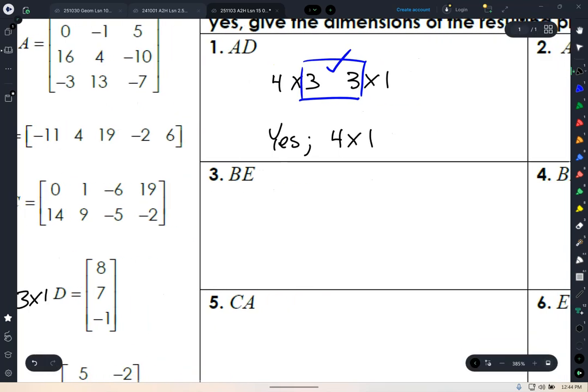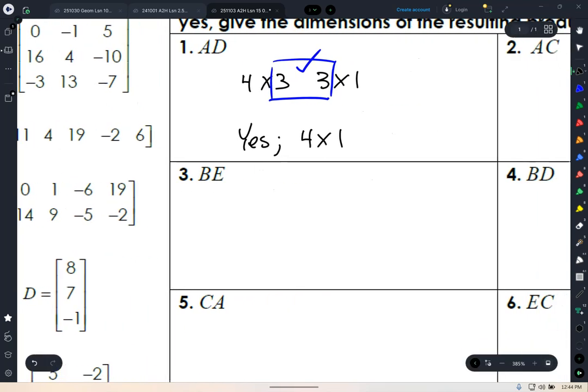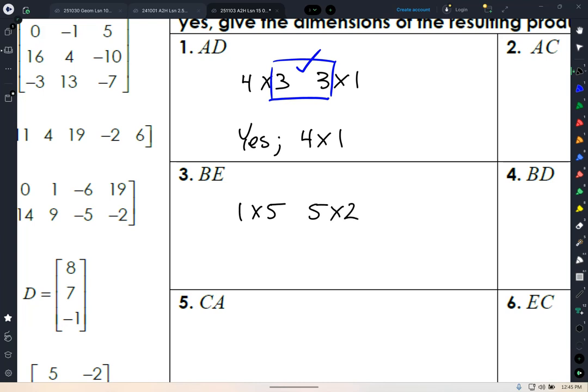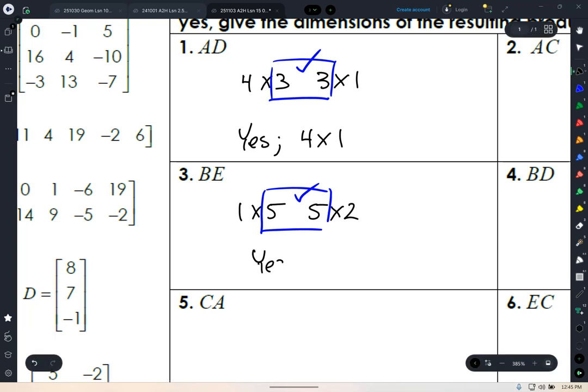How about BE? Let's talk about BE. Can we multiply BE? Well, okay, so B is a 1 by 5, right? Yeah. All right, and then E is a what? 5 by 2. Okay, so let's draw our verification box. Check. So what is the resulting dimension since we can multiply this? This is going to be a 1 by 2.